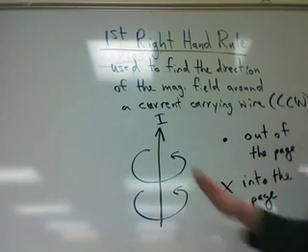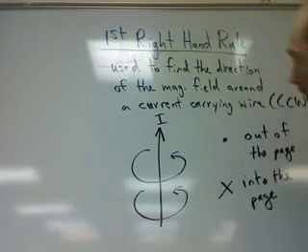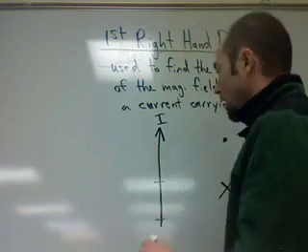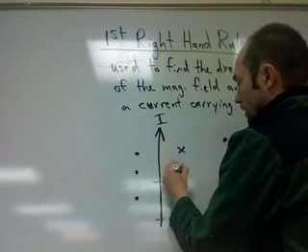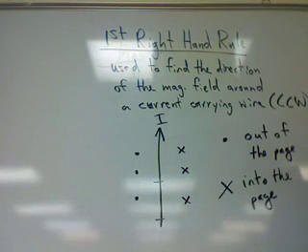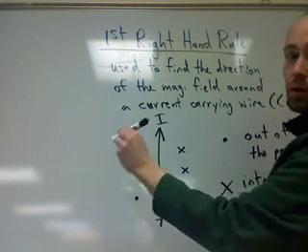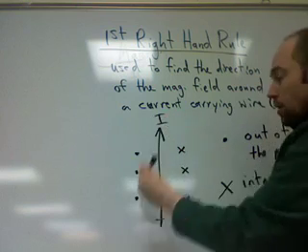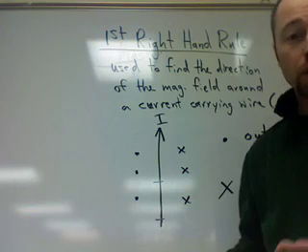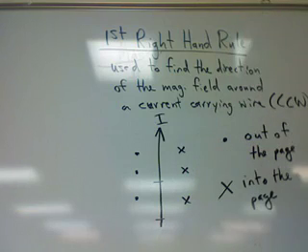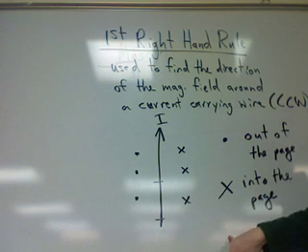If I was to draw this, on this side you would have dots, and on this side you would have X's. What that means is that the magnetic field is starting here, coming out, looping around, and going in. Coming out, looping around, and going in. Well, how do we know that? That's where the first right-hand rule is going to come in. But you have to know this first, so hopefully everybody's good there.